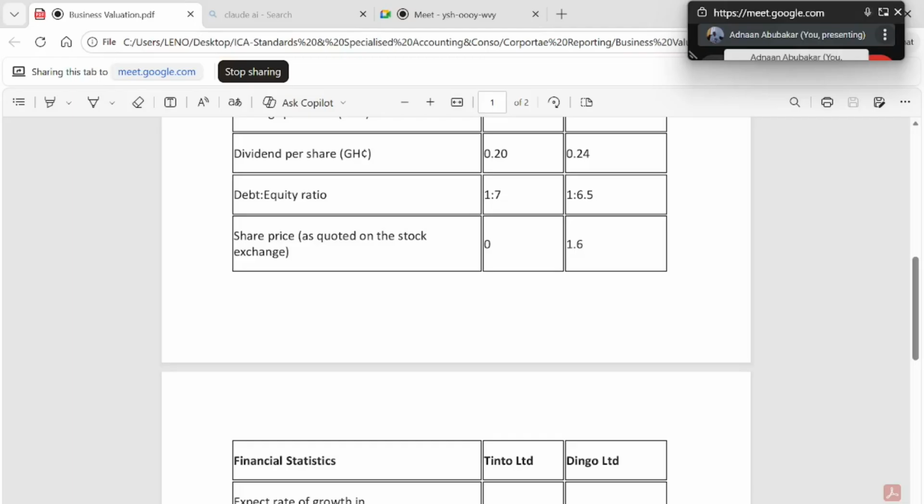That is a listed entity. Why is Tinto 0? The share price is zero because, no, Tinto is 0 because Tinto is not in the market. It's not in the market, so we don't know the market price per share of Tinto because it's an unlisted company. Do you understand?